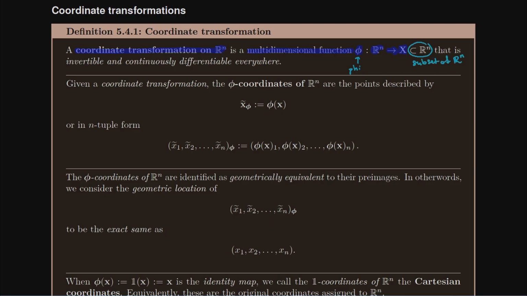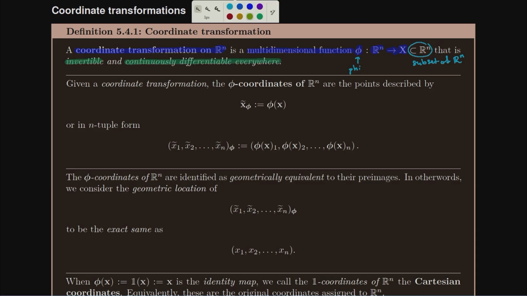We're not going to lose or gain any dimensions in phi, because phi is going to be required to be invertible. And for phi to be invertible, there's no way you could lose or gain any dimensions. You need to map one n-dimensional space to another space of equal dimension. So it could map to a subset, but it's not going to map to any lower or higher dimension space. And this function is going to be invertible. It's also going to be continuously differentiable everywhere.